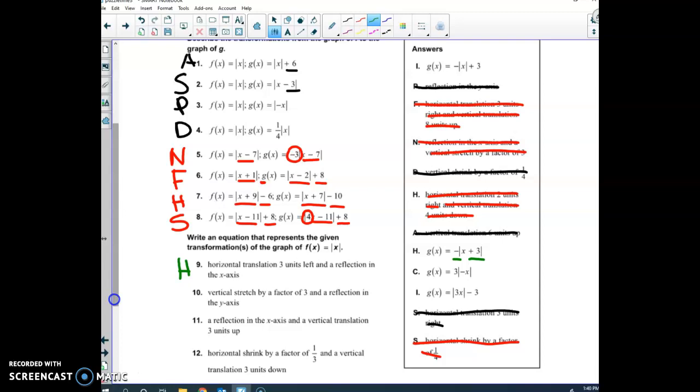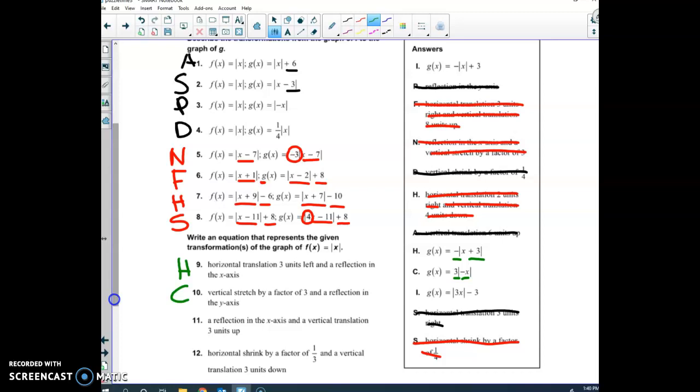So here's our reflection, and then +3 means left 3. Number 10, we have a vertical stretch by a factor of 3. And remember, vertical stretches and shrinks are on the outside. So I know I'm looking for something like that, like C, and a reflection in the y-axis. There's my reflection with a -x. So that one's going to be letter C.